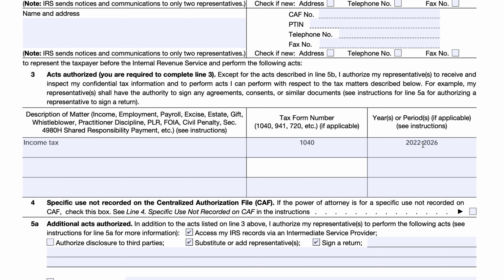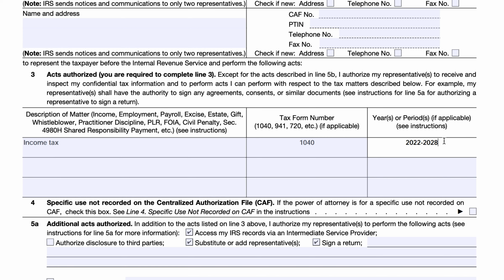They can go back a couple of years. They can go forward a couple of years. It is important to note that the IRS will not record someone in the CAF for more than 3 years after the end of the year. So in this case, 2024, the IRS would say at the end of 2024, you can go up to 3 more years. So 2025, 26, 27. But if someone tried to authorize into 2028, then the IRS would say, we're not doing that.